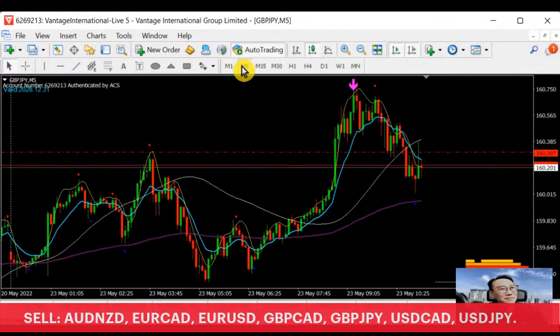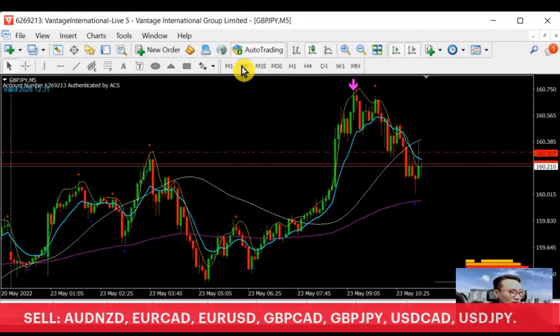So M5 is a time frame. I want to see whether I have the strength. If I have the strength. This is something that I want to take note. And right now.